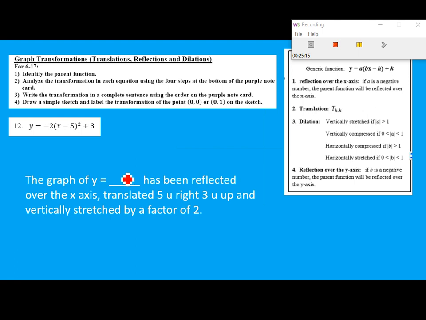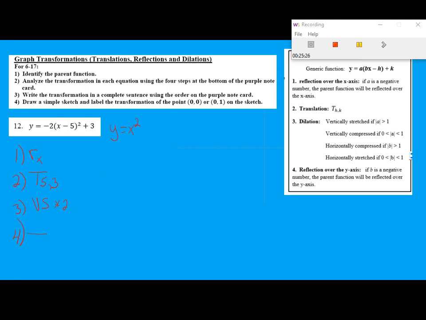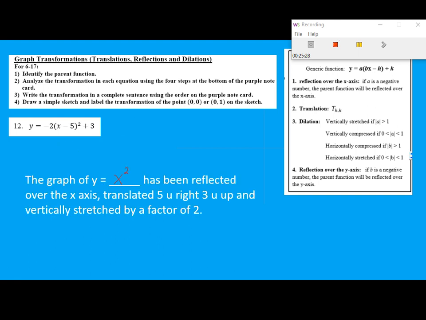The graph of y equal x squared has been reflected over the x-axis, so I've taken care of that. Translated 5 units right, 3 units up. And vertically stretched by a factor of 2. And guys, as we go, I don't mind if you write capital V, capital S for vertically stretched times 2.